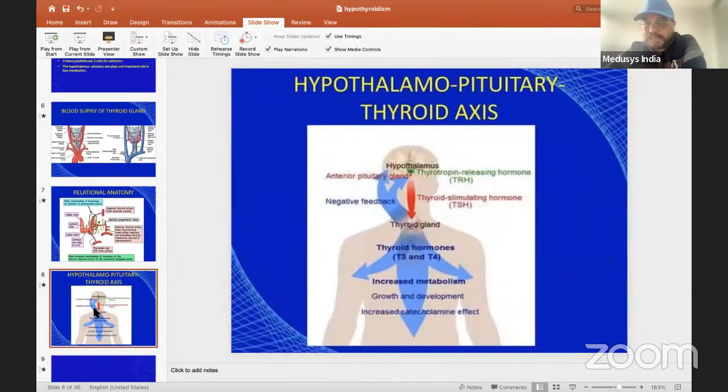Now, coming on to this is about the relationship anatomy. It's just in a nutshell. I'm not going into much of the details because our question is on its anesthetic implications. As I told you, what is the HPT axis?